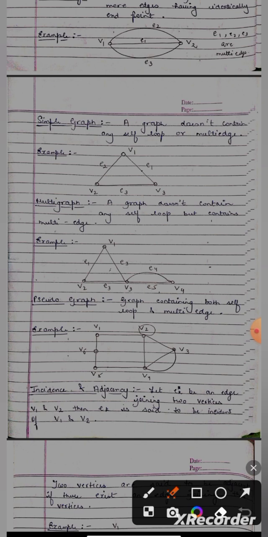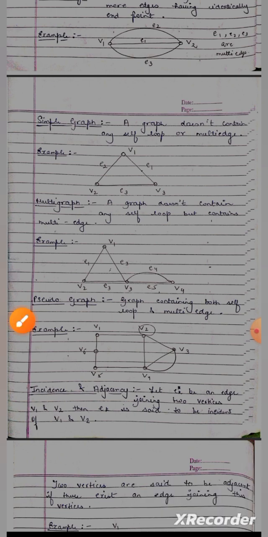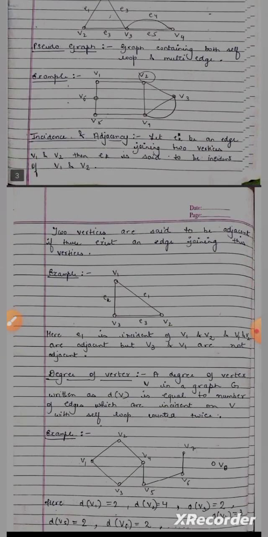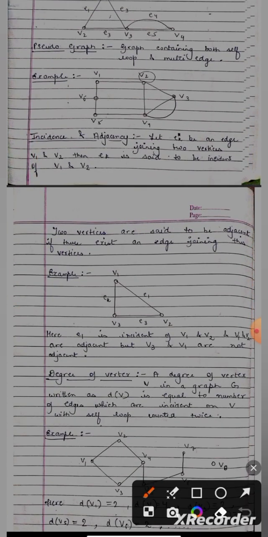So here in V2 there is a self loop, and in V4 and V3 there is a multi edge, so it will be a pseudograph. Incidence and adjacency: if we consider Ek to be an edge joining two vertices V1 and V2, then Ek is said to be incident on V1 and V2. Two vertices are said to be adjacent if there exists an edge joining these vertices.